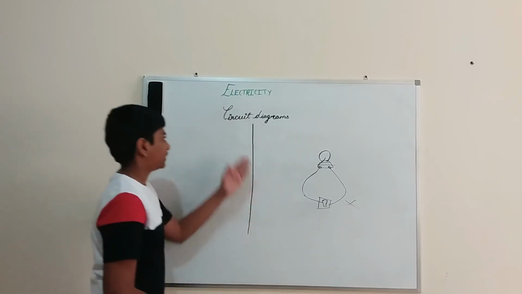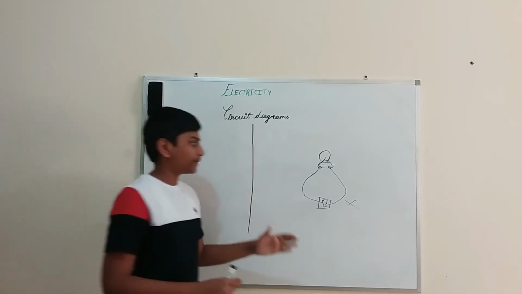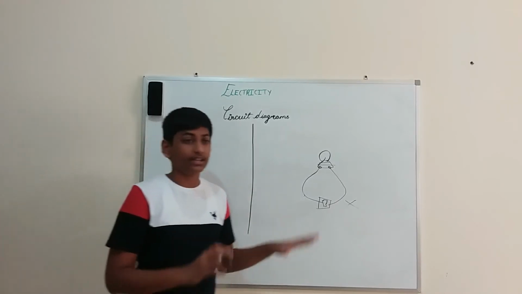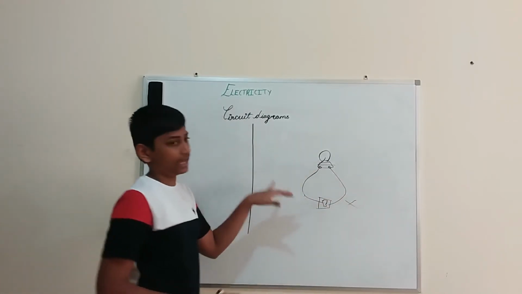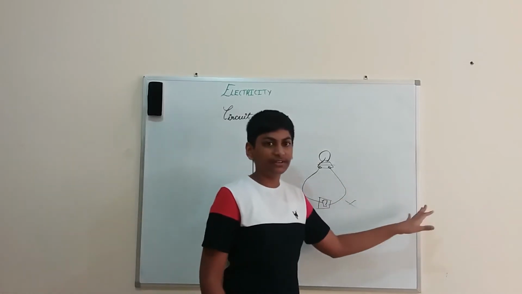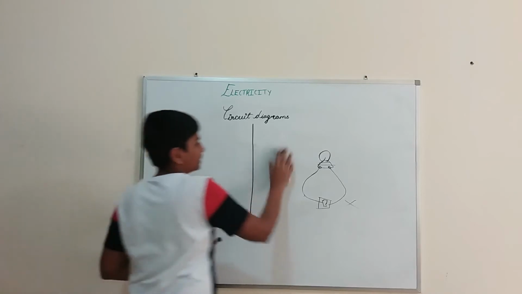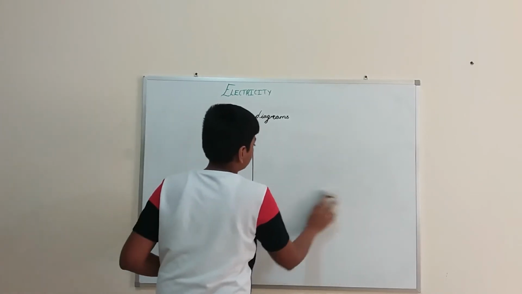That's why they invented the circuit diagram. For making this itself, they made a standard diagram. So if I am drawing using the circuit diagram, my diagram will be the same as my friend's diagram. So that is the thing. Now let's learn how to represent the different objects.